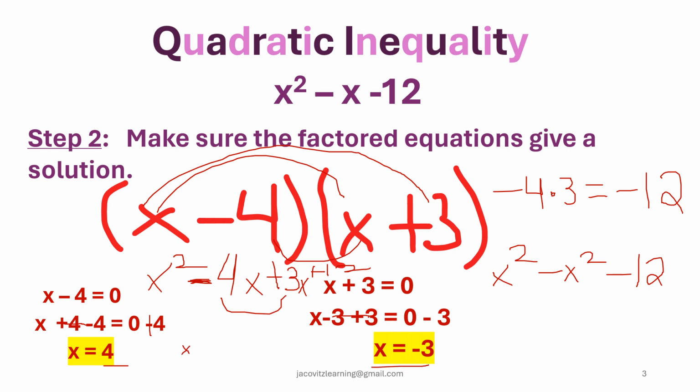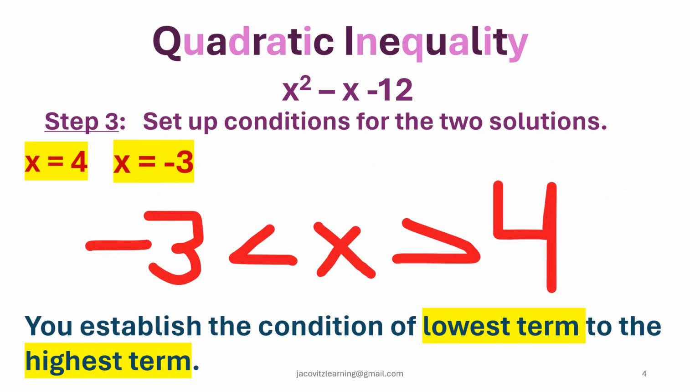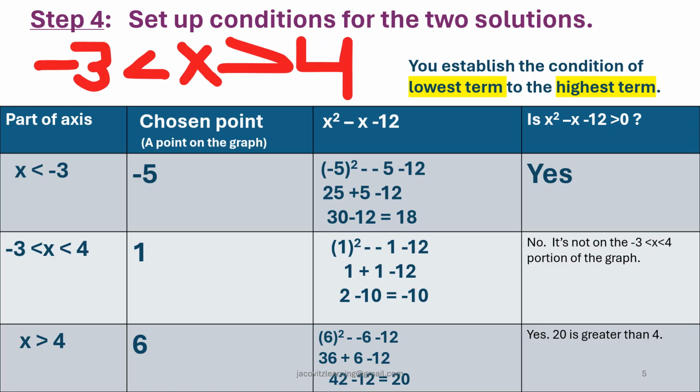So you have a solution. X either equals 4 or x equals -3. Now this was an inequality. And here's what you're going to do now. You're going to take -3, because that's the smallest number, is less than x, and then x has to be less than 4. You're just establishing a condition here, because you're going to try to figure out how to graph this term. Okay, now step 4 says satisfy any conditions for the two solutions.